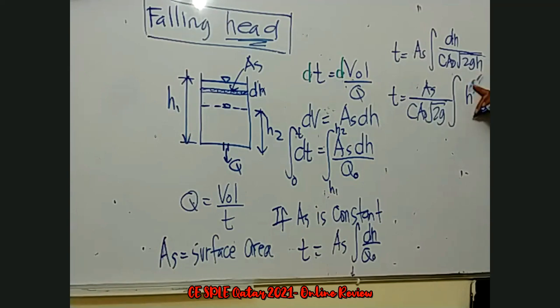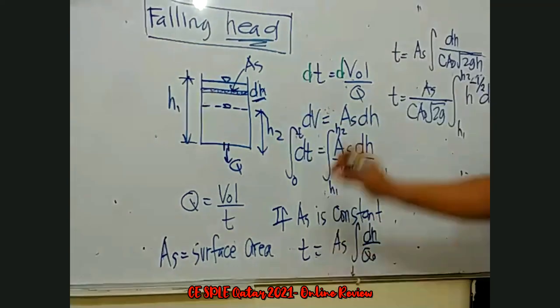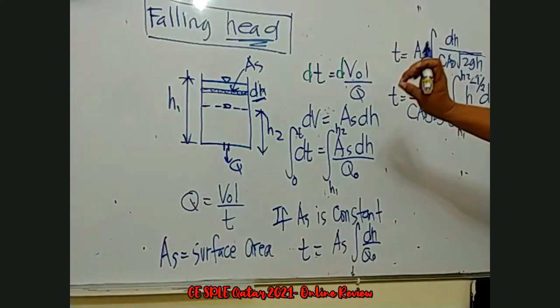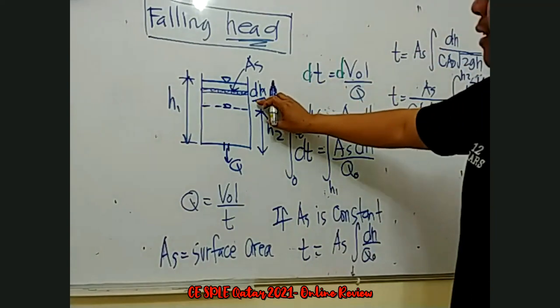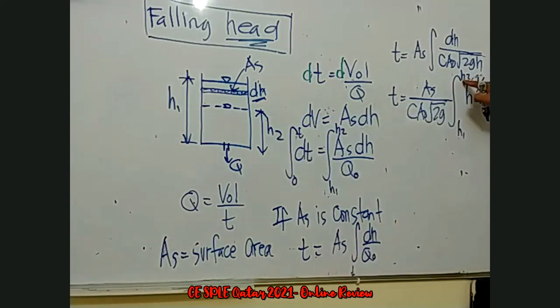Negative 1/2, negative 1/2, then dx, from h1 to h2. Ito dx is decreasing sa time rates. That is decreasing, so meron ka dapat negative dito. dx/dt is negative, so you can change the limit: maglagay ka ng negative diyan, or baliktarin mo lang from H2 to H1. Parehas lang naman.